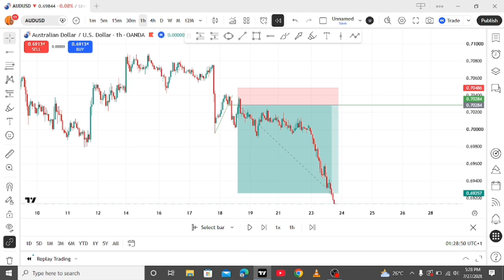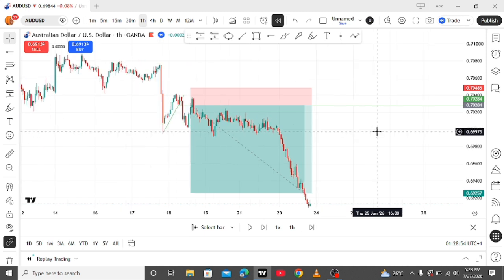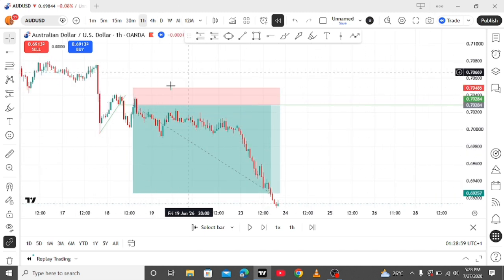And just like that, the market hit our take profit. Guys, take a look at this. This is exactly what we've been doing. We draw a trend line.